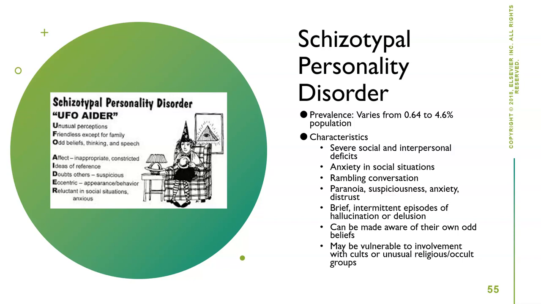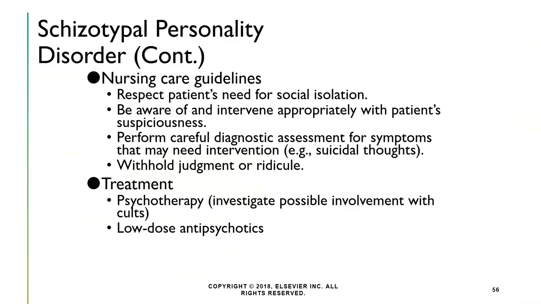The last line here, vulnerable to involvement with cult or unusual religious or occult groups. These are going to be the people who join, right? Jim Jones and the People's Temple. These are going to be the people who drink the Kool-Aid because they will believe it. If I drink this Kool-Aid and put on the special clothes, a UFO is going to come and take us off to this magical paradise, and they will fall in line and believe it wholeheartedly.